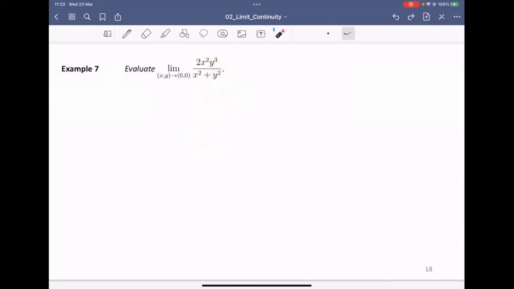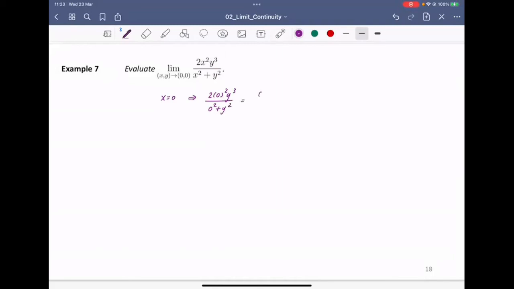The next thing you should think of is that maybe the limit does not exist. Maybe I should pick different lines. Let's do the scratch work. If I pick x equal to 0, what happens? It's going to be 2 times 0 squared times y cubed over 0 squared plus y squared.